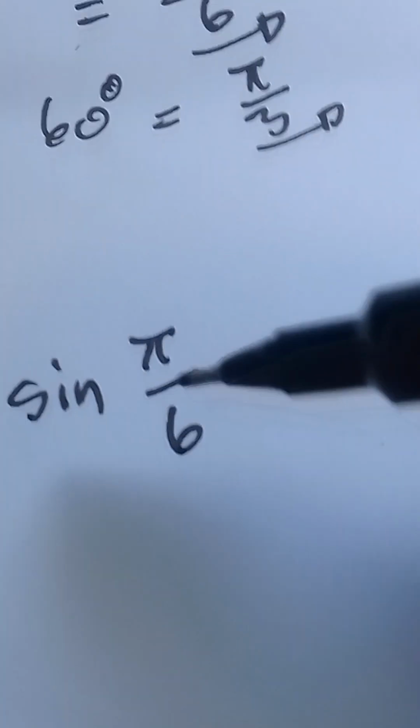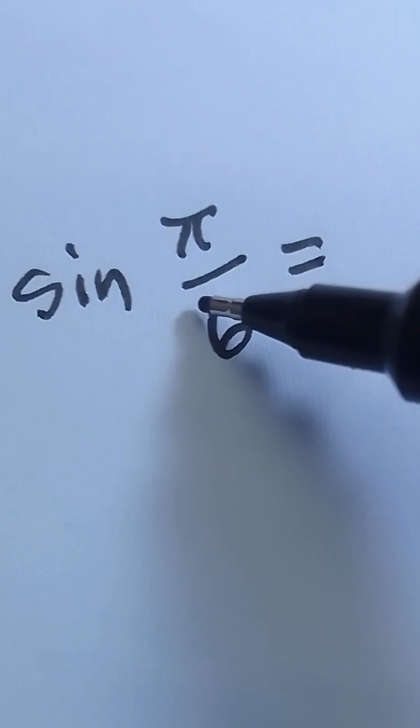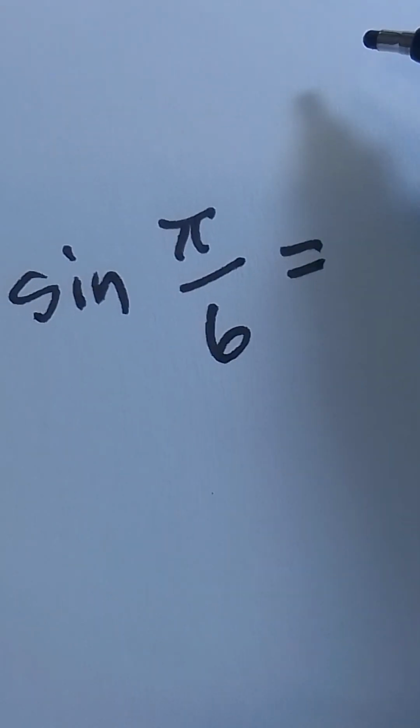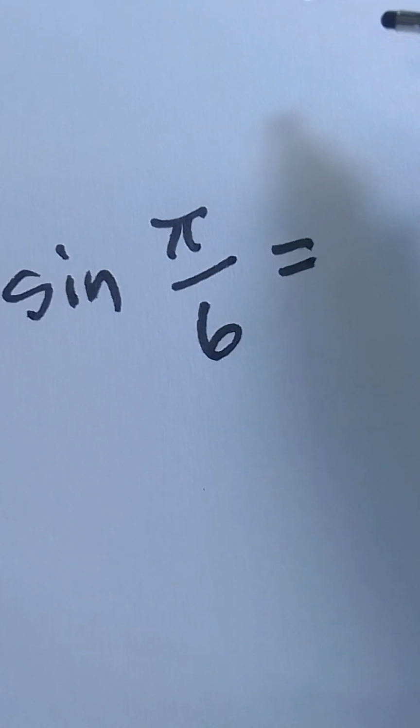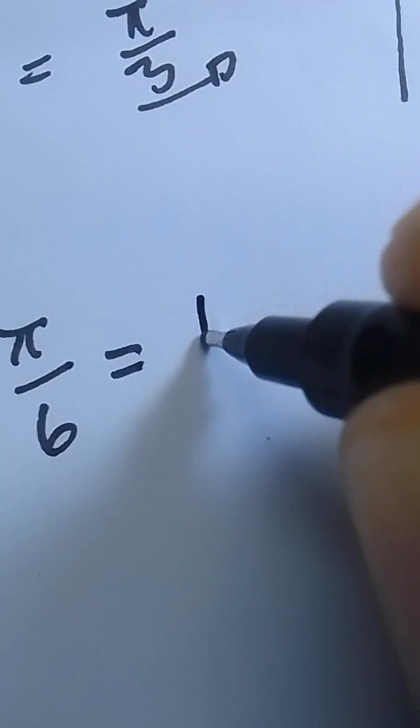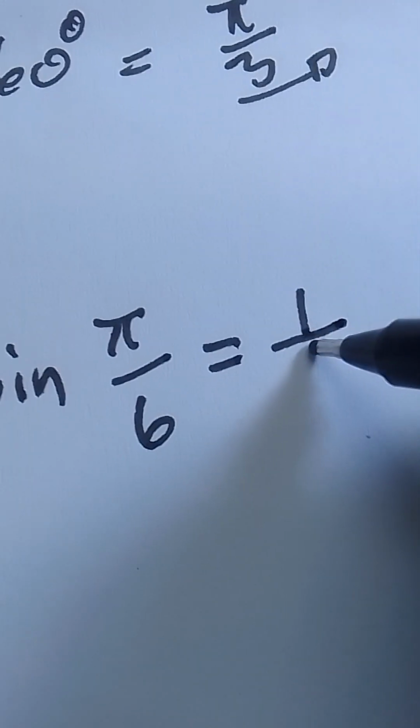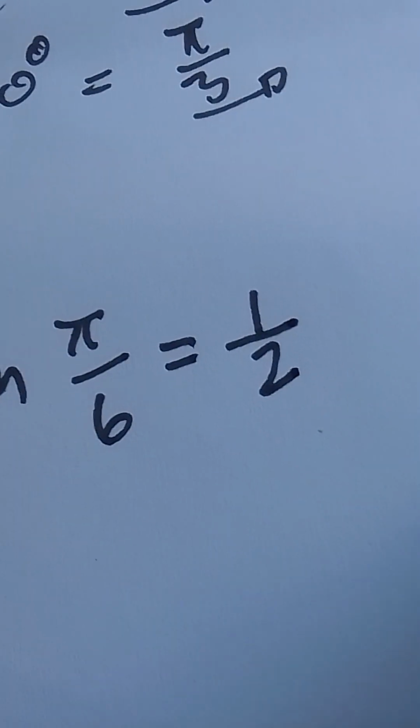pi by 6, I'll say, okay, this exists in the triangle that has the hypotenuse is 2 and it has a side that's square root of 3 and another side that's 1. Pi by 6 is the smaller angle. So if it's sine, the opposite has to be the shorter side. The shorter side is 1. The hypotenuse side is 2. Okay.